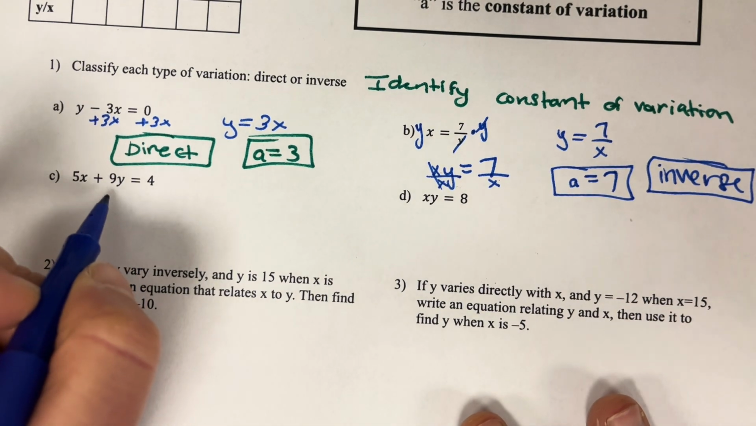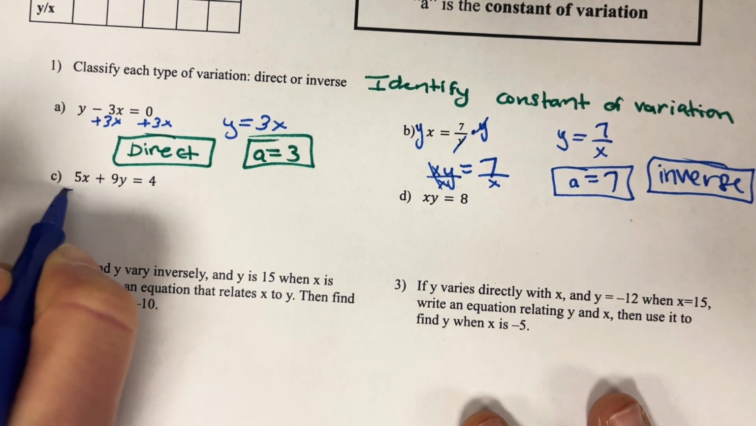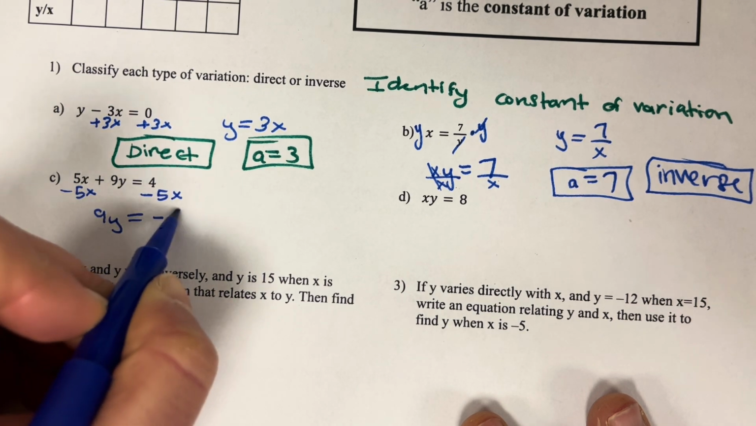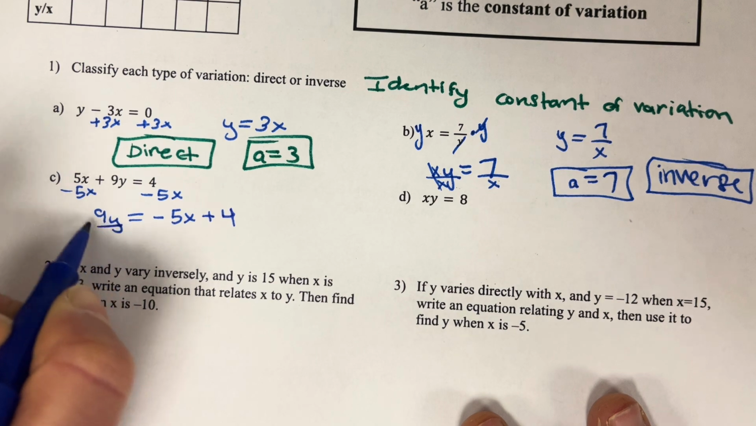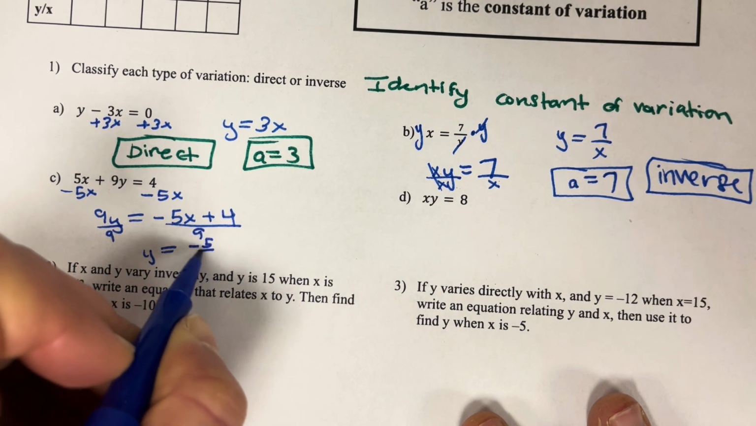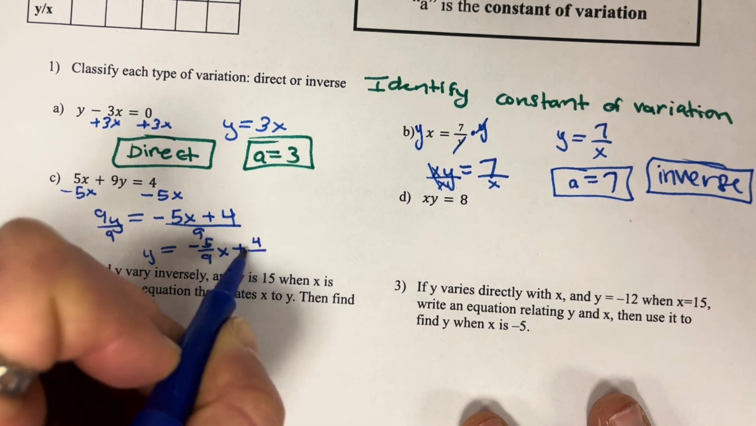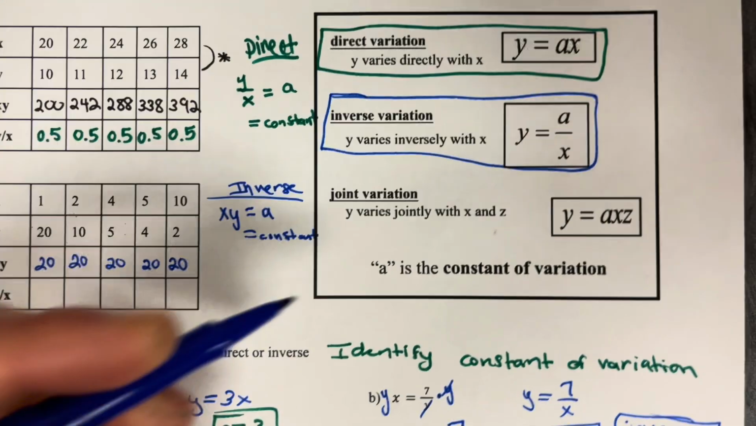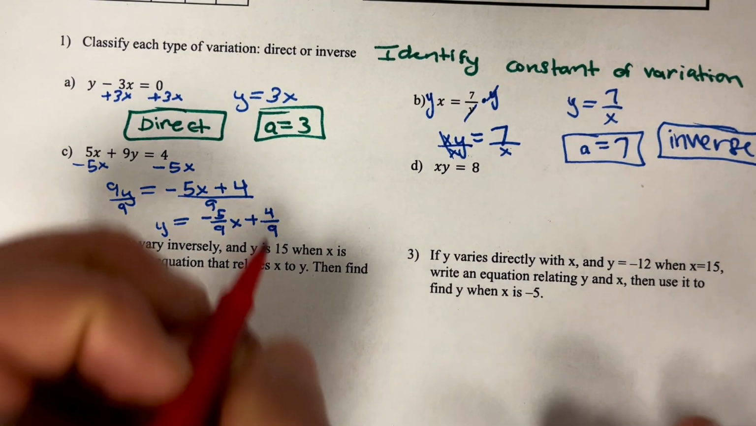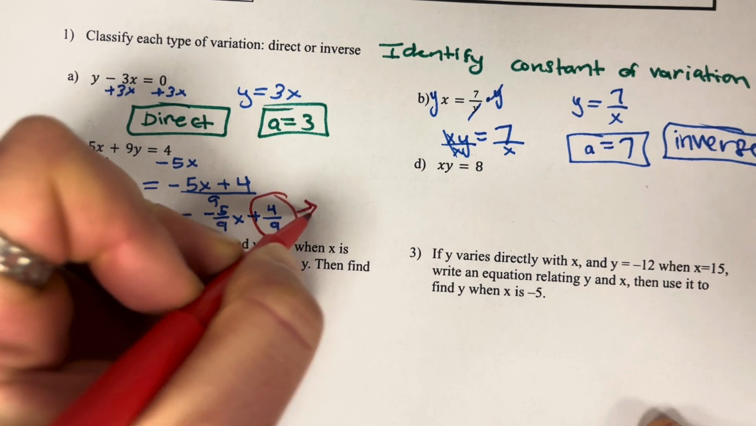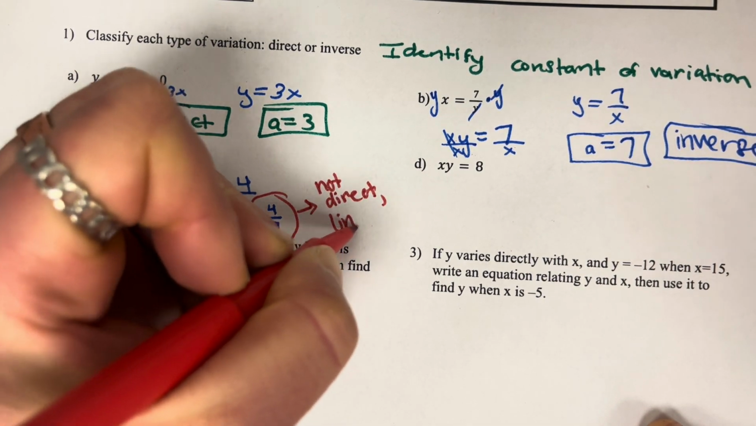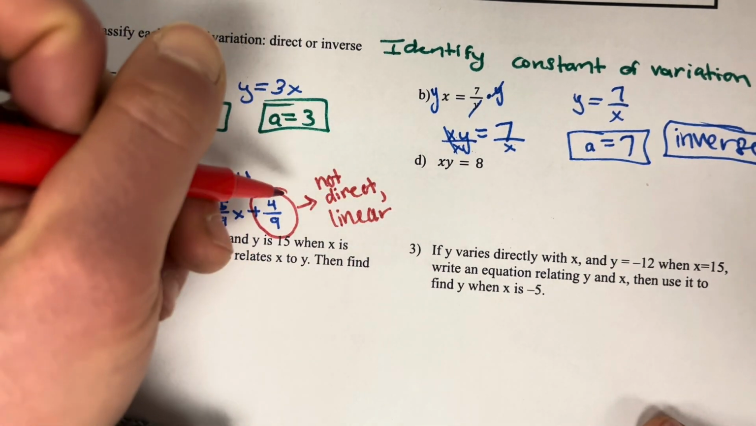Okay, and C, let's rearrange for y. Subtract 5x from both sides. We get 9y equals negative 5x plus 4. Divide by 9. We get y equals negative 5/9 x plus 4/9. Now, this doesn't look like either equation. It almost looks like direct, but we have this plus 4/9, which makes it not direct. This makes it not direct, but linear. So this is neither.